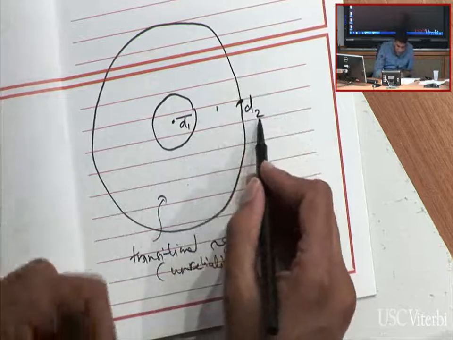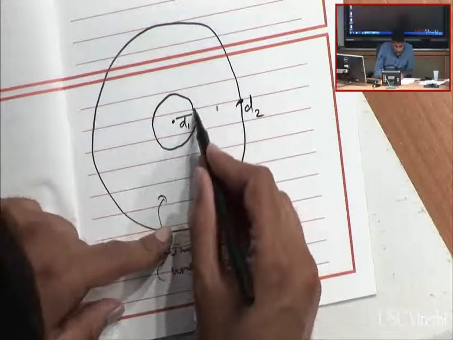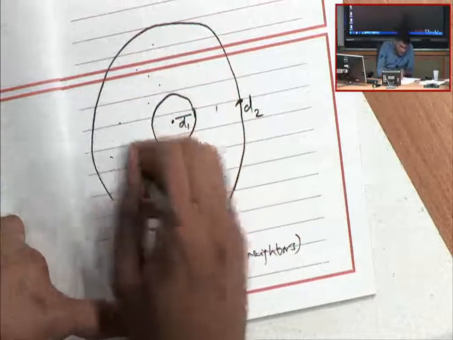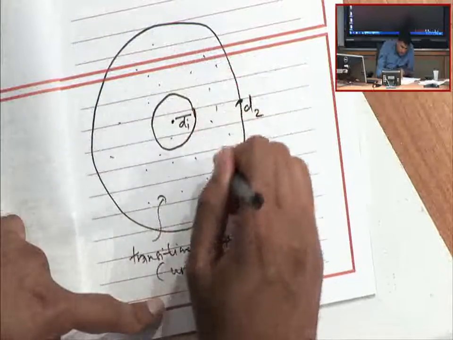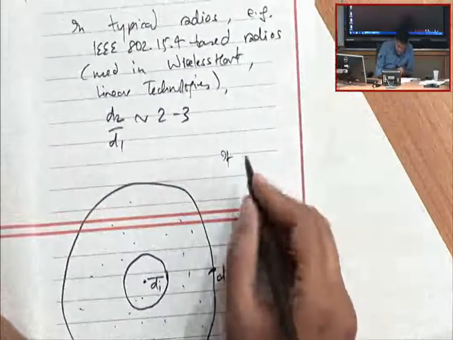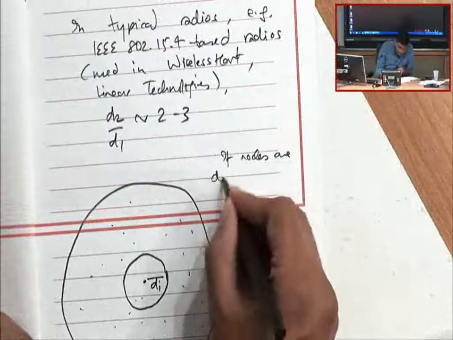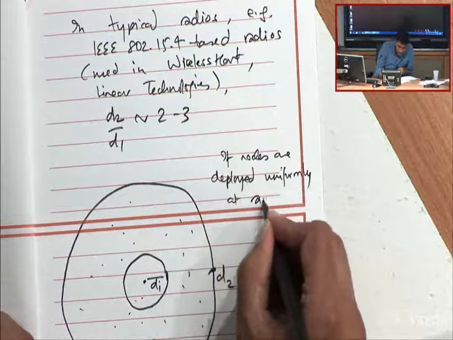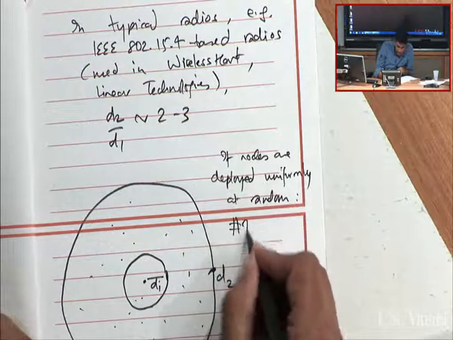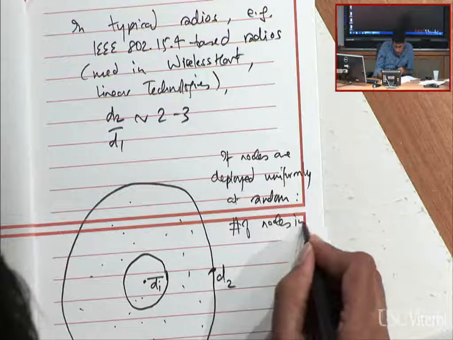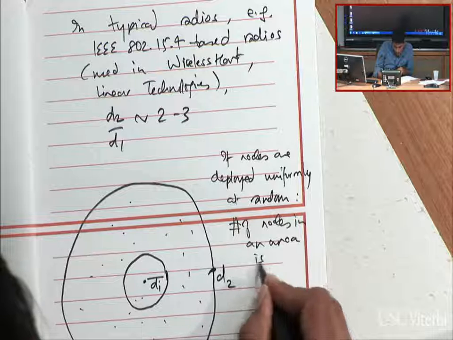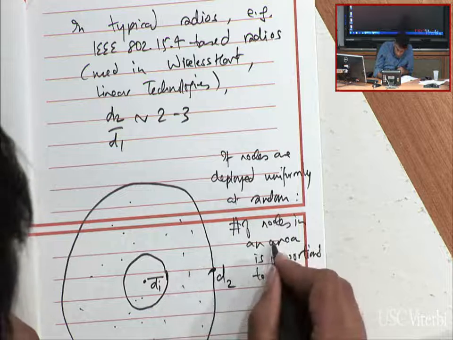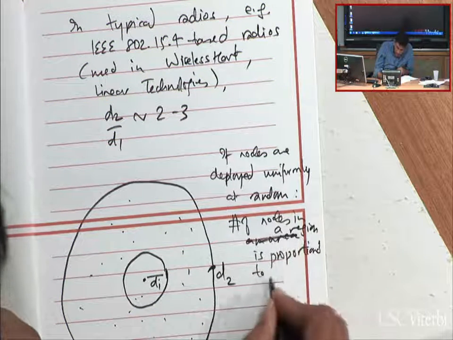So if I say the D2 in this example was a factor of 3 from D1, then if I look at a random deployment of nodes, so if nodes are deployed uniformly at random, the number of nodes in a region is proportional to its area.